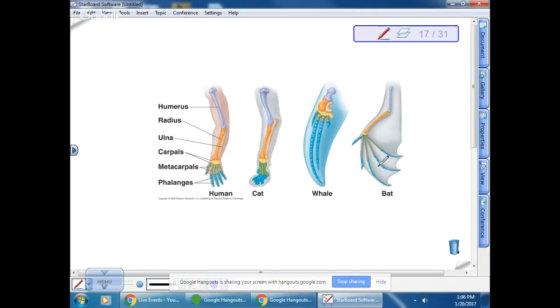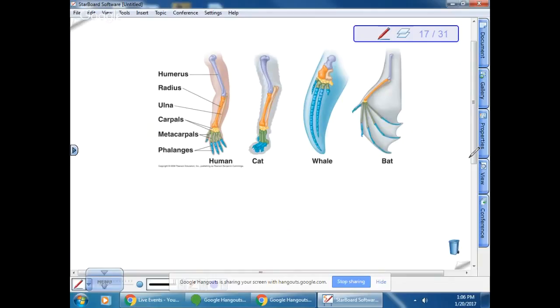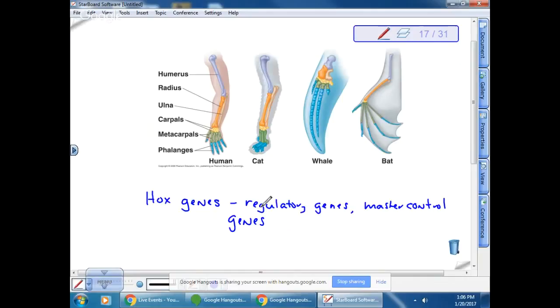One of the really interesting things about this is that we seem to have genes that regulate fundamentally the early development and the patterns of bodies. These are called Hox genes. Hox genes are regulatory genes, sometimes called master control genes. They don't code for proteins directly, but they code for other molecules that then subsequently turn on other genes. And so these are developmental genes.